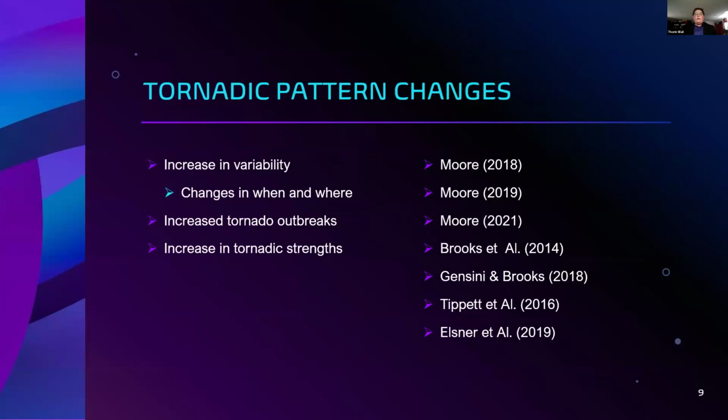Previous research pretty much agrees with each other through multiple sources that there has been an increase in variability in recent years of tornadic trends, including changes in when and where they happen. These changes have largely been, for example, more tornadoes in the fall and winter than in previous years, as well as more tornadoes to the northeast of what is typically considered Tornado Alley. There's also been an increase in tornado outbreaks where there is more than one tornado associated with a storm, and an increase in overall strength of tornadoes.